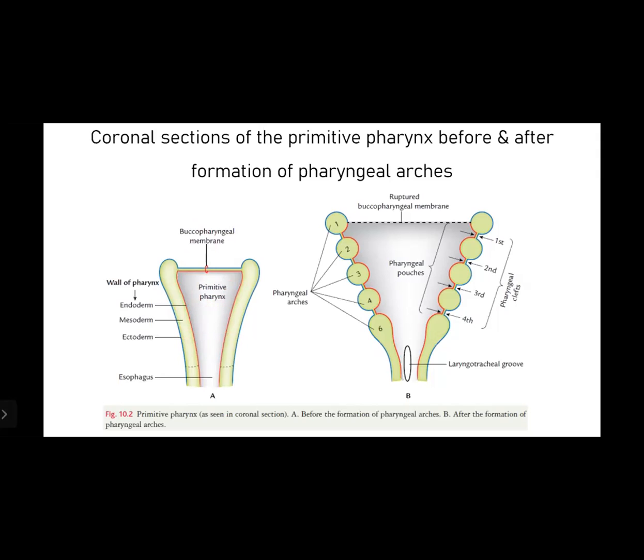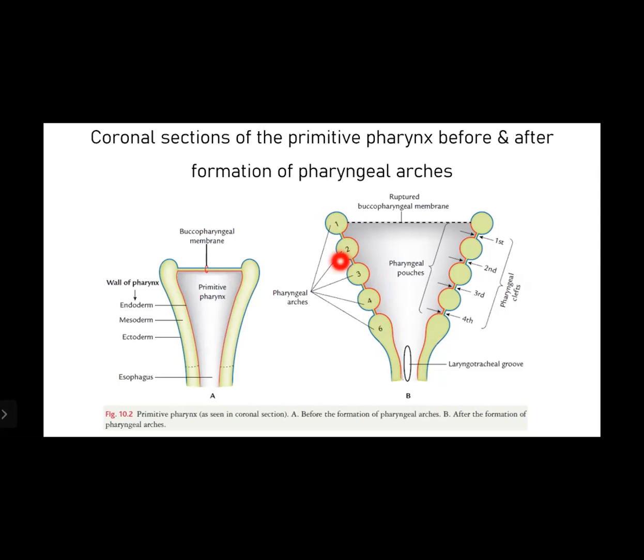After formation of the pharyngeal arches, you can see that you have arches 1, 2, 3, 4, and 6. Again, these arches are lined on the outside by ectoderm and on the inside by endoderm. And then you have the ruptured buccopharyngeal membrane, because the rupture happens at the same time that you start developing the pharyngeal arches.